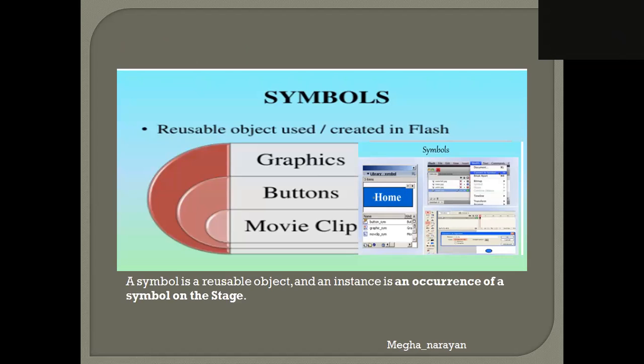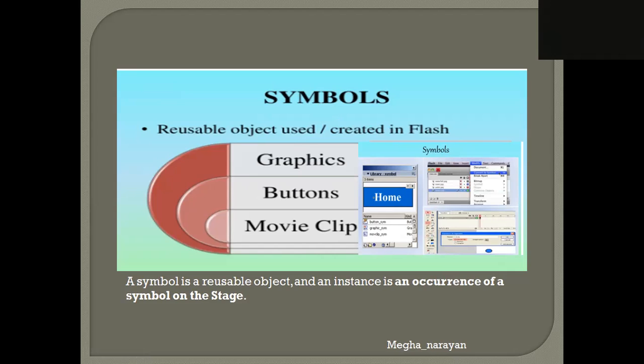Now is the time to learn about symbols. The different sorts of objects you create in Flash are reusable; they can be used by you or by your friends again and again. Such objects are called symbols. These objects can be in different forms. They can be picture-based graphics. They can be buttons. They can at the same time be a small movie clip. So symbols are the reusable objects, the objects which can be used again and again. And how are they created? They are again created in Flash.